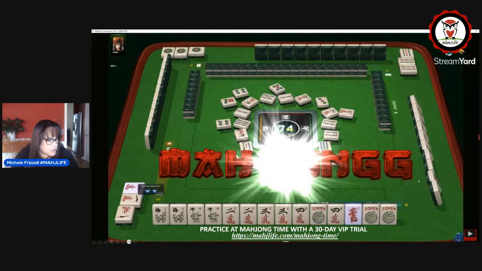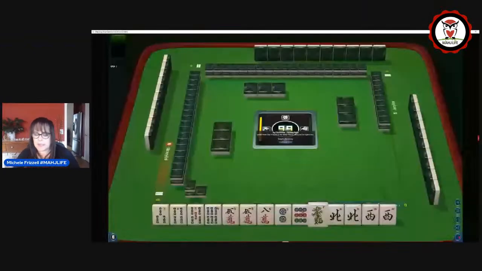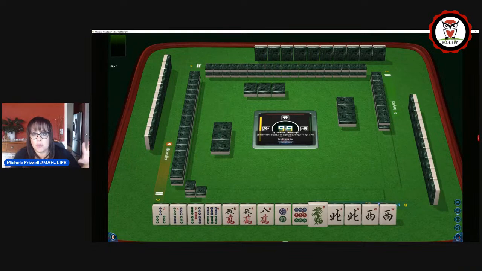So now I'm going to jump over to Mahjong School, and you can see here. Let me reshare my screen for Mahjong Time. Here's our dealt hand. I'm going to go full screen, and then I'll go to presentation view when we get back to the presentation.